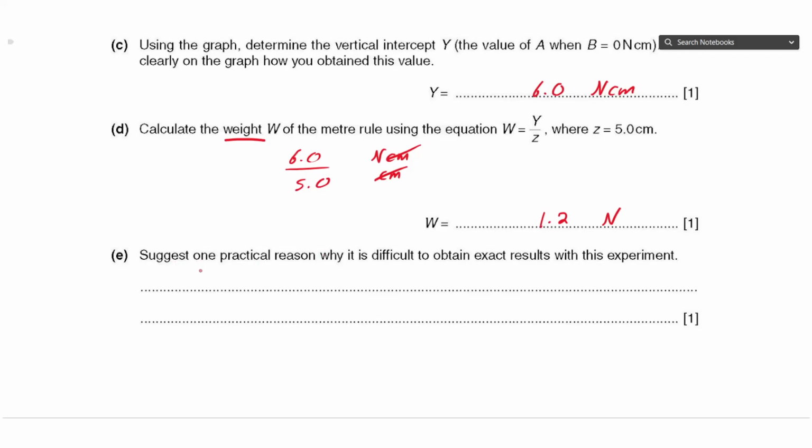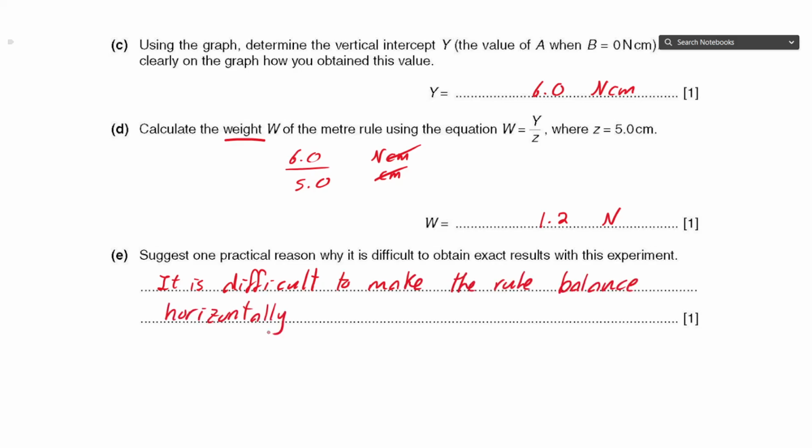Part E says suggest one practical reason why it is difficult to obtain exact results with this experiment. This experiment has a famous problem, which is it is difficult to make the rule balance horizontally. It usually tips to one side.